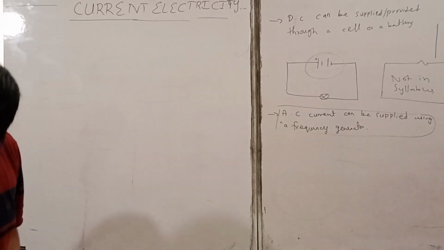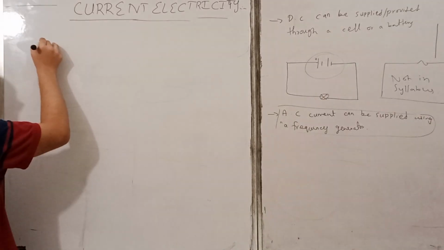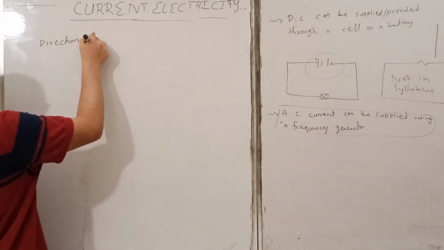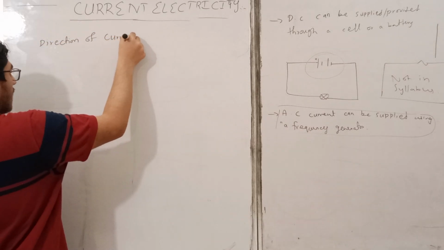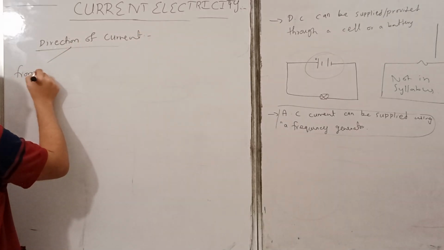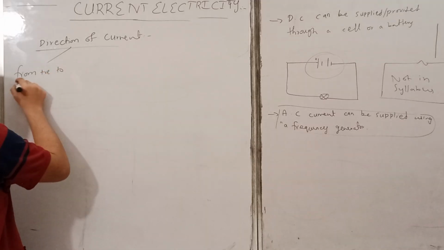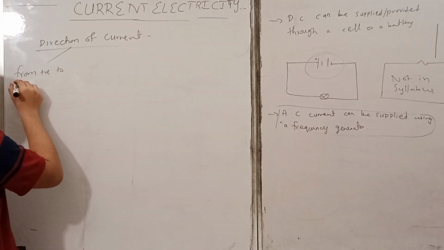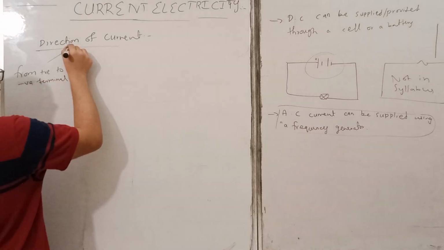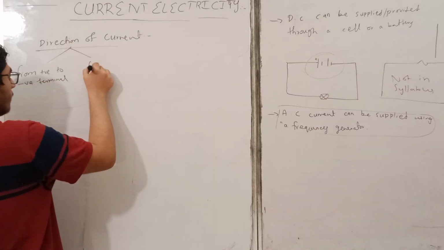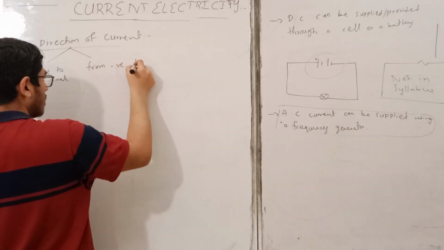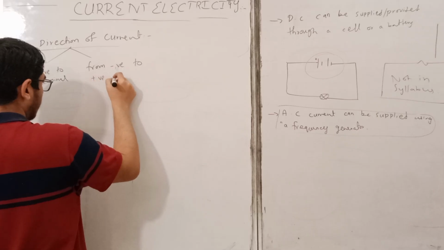Now, if we talk about the direction and magnitude, the direction of current. Current can be either marked from the positive to negative terminal of the battery, or the direction of current may be marked from the negative to positive terminal of a battery.